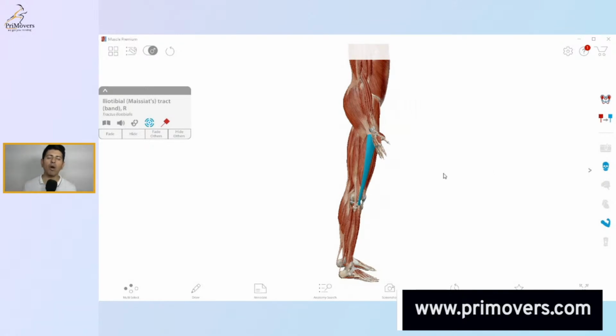So let's understand what exactly is happening in this case. What are the symptoms of iliotibial band friction syndrome? What are the causes that really lead to iliotibial band friction syndrome? And what are the best treatment solutions out there for you to start working on for the best long-term solution?